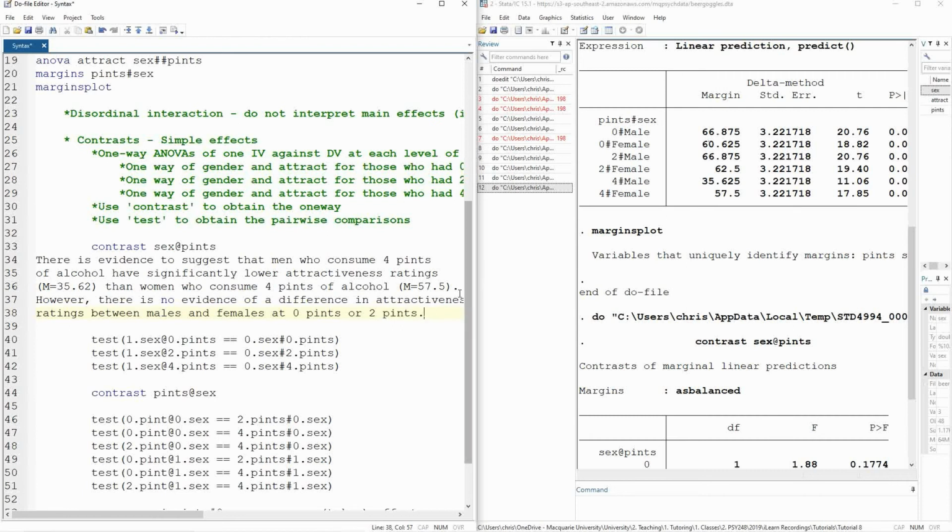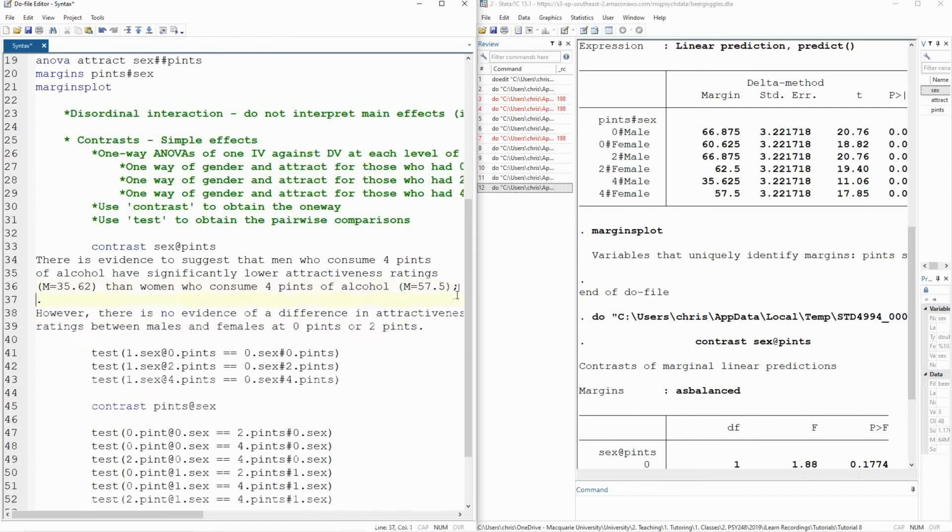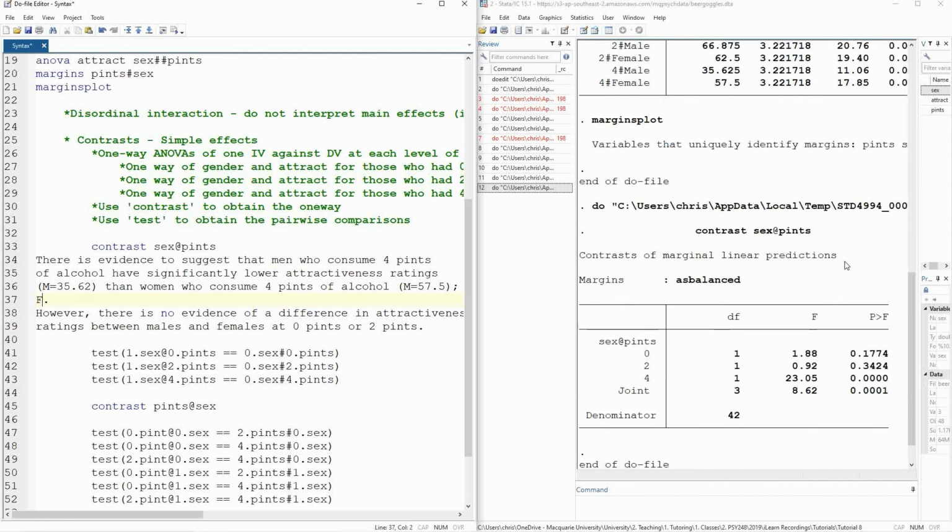Now, I've forgotten something here. For those of you that are playing along, you would realize that I forgot to put in my F statistics. So I would have put them in here. F 0.05 on 1 and 42 degrees of freedom. So for 4 pints, we have 1 degree of freedom. The denominator degree of freedom is 42. And we get 23.05. P is less than 0.0005.